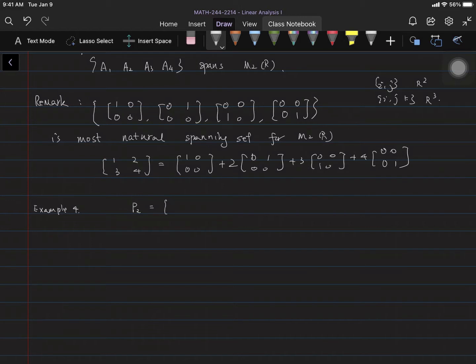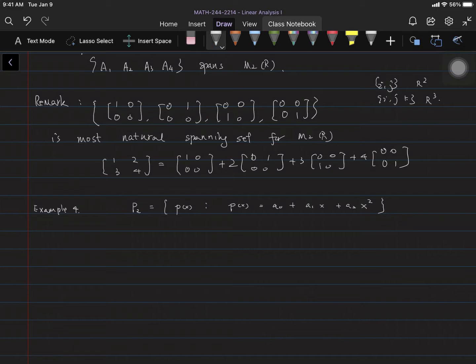So I'm going to write it down like this. All the vectors in P2 are polynomials, and all the polynomials satisfy this condition: a0 plus a1x plus a2x squared. So you can see the highest order is always 2. This is called P2. So you know what P3 is, right? P3 means the highest power should be x cubed. Degree is 3. Similar thing.